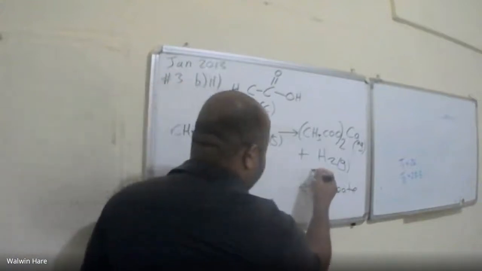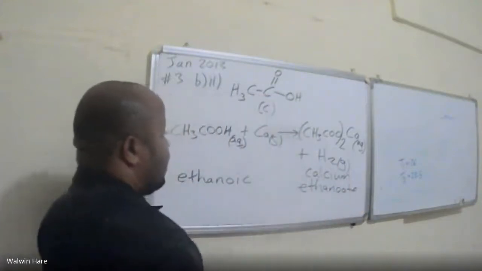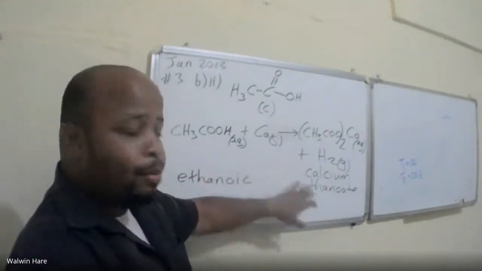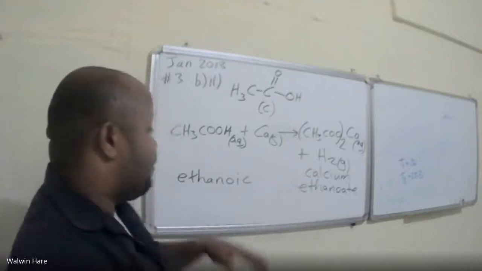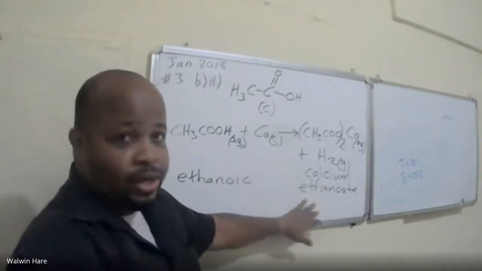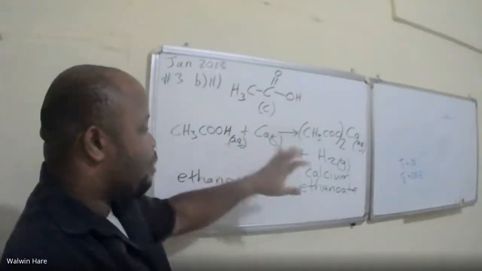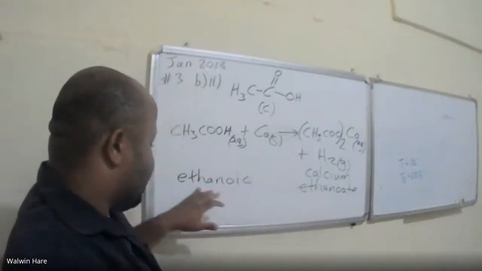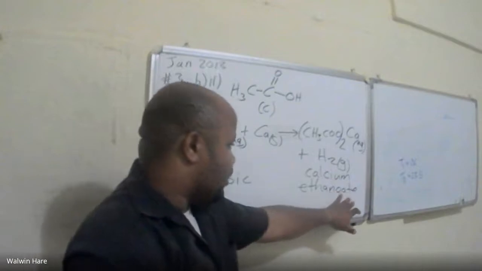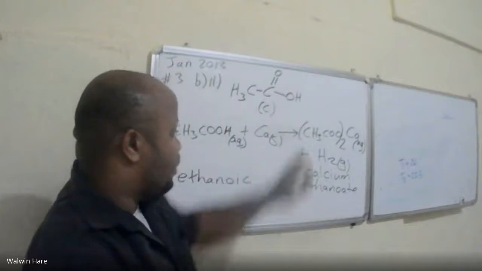So it's calcium ethanoate. If it was propanoic acid, it would have been calcium propanoate. If it was methanoic acid, it would have been calcium methanoate. So just remember, when the acid forms a salt, the name changes from anoic to anoate. All right, so it's calcium ethanoate. That's the name of the salt.